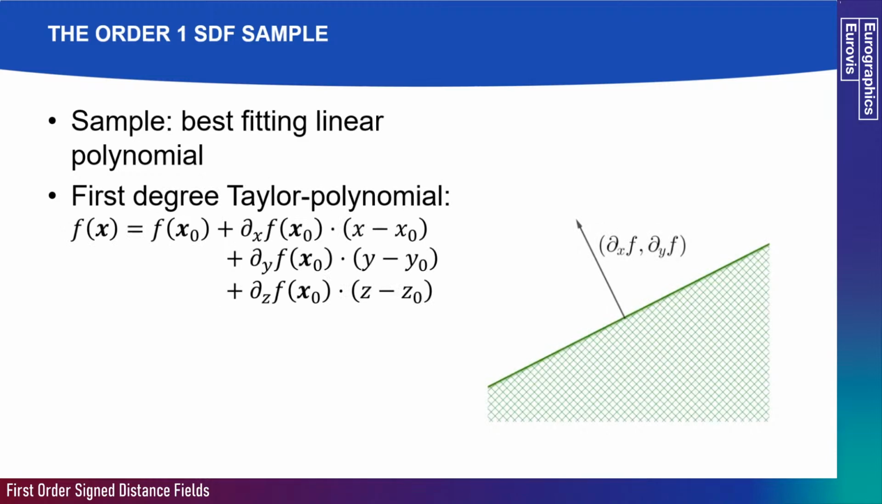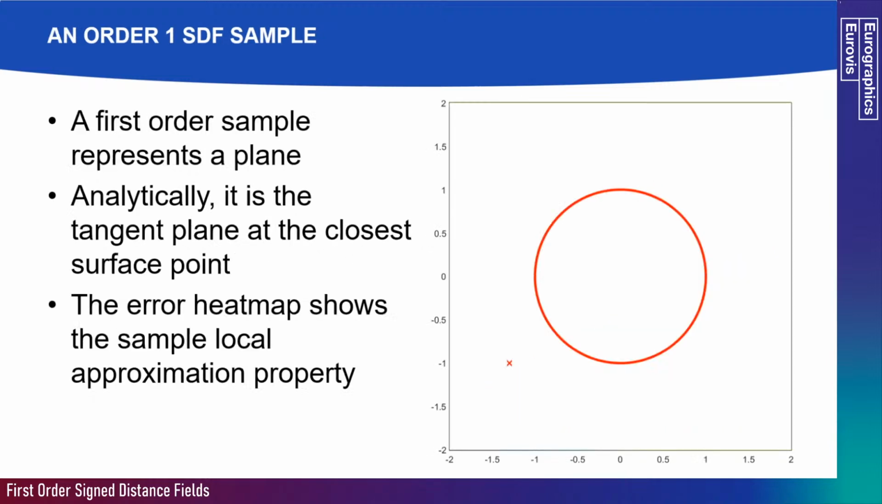So algebraically, a first order sample is a Taylor polynomial of degree 1, but geometrically it is just a plane. Note that for signed distance fields, this is actually interpreted as a half space, namely it is a local approximation to the inside-outside partitioning as well. The plane represented by the first order sample is usually a tangent plane to the surface or an approximation to it. In this two-dimensional example, it is shown as the green tangent line.